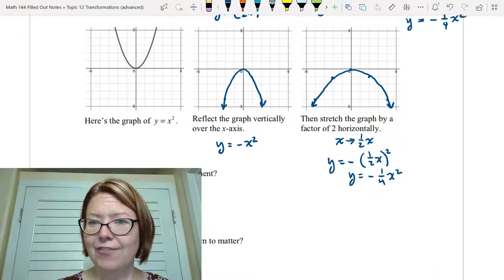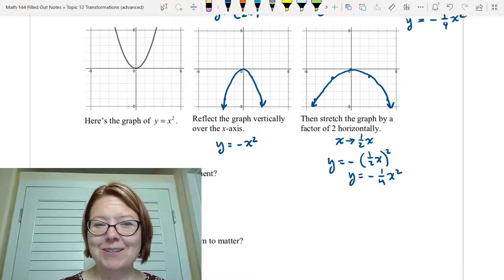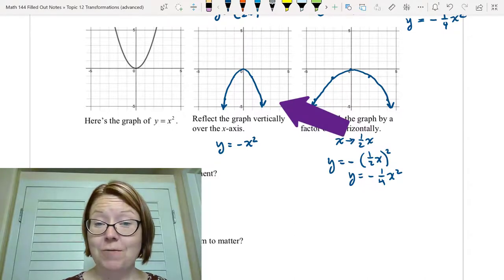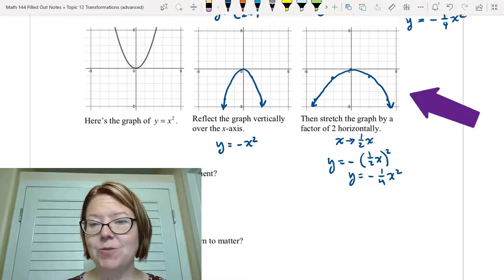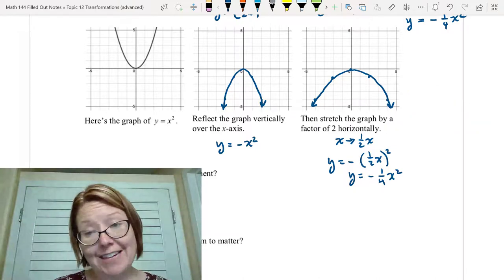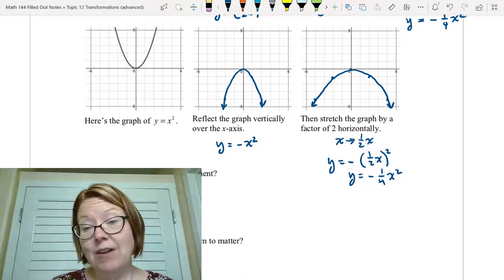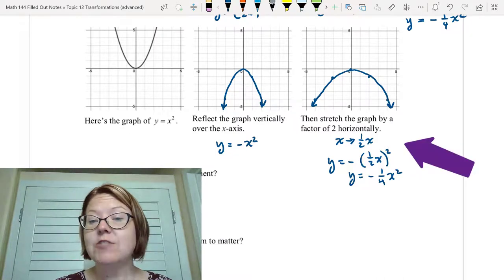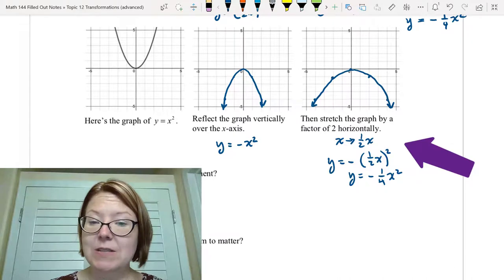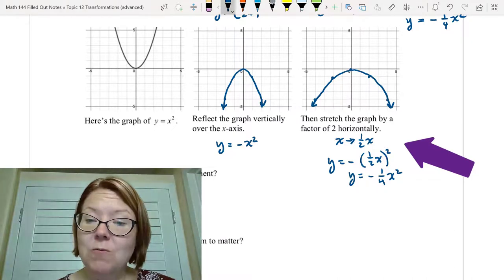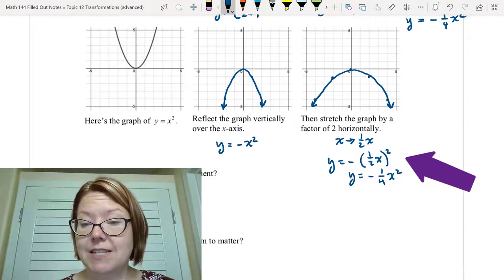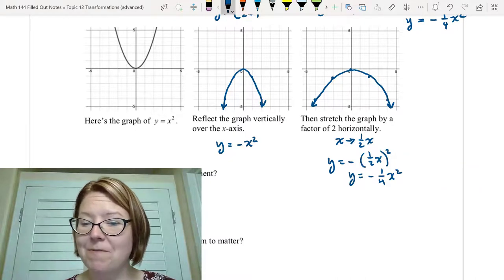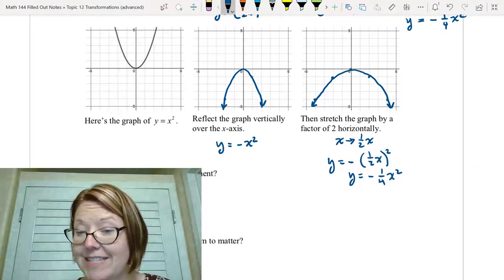Okay, and we're back. I've gone ahead and drawn both of these just to make this a little faster. The first thing we do is reflect the graph vertically over the x-axis, which gives us y equals negative x squared. The next thing we do is stretch the graph horizontally by a factor of 2. That means we're taking every x value and multiplying the x values by 2, which widens the graph. What we're doing to the equation is replacing x with 1/2 x. So instead of y equals negative x squared, we'll have y equals negative (1/2 x) squared. And we know from the previous problem that that simplifies to y equals negative 1/4 x squared.